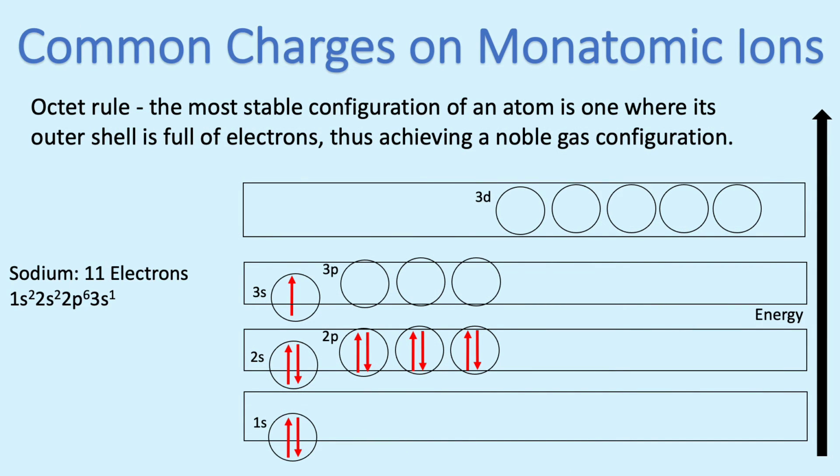To understand this, let's define the octet rule. The most stable configuration of an atom is one where the outer shell is full of electrons, thus achieving a noble gas configuration. For sodium, it is energetically favorable to lose one valence electron. When we remove the one valence electron, you'll see the remaining diagram is identical to the noble gas neon.